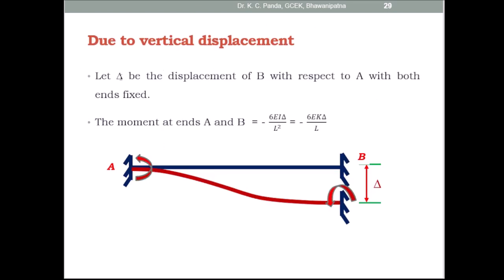Then due to the vertical displacement, let delta be the vertical displacement of B with respect to A. So here the moment at end A and B is minus 6EI delta by L square. So this is considered the positive displacement. For this positive displacement, this is the moment induced, that is minus 6EI delta by L square. As you know, I by L is equal to K, so minus 6E K delta by L. So this is the moment at the end A and B due to the translation displacement.